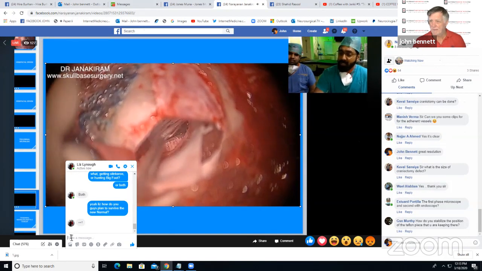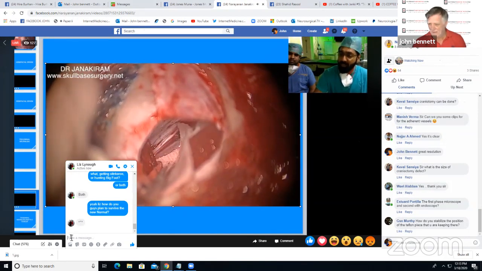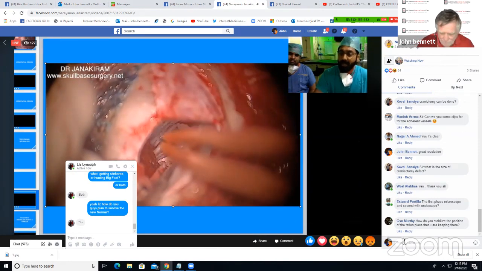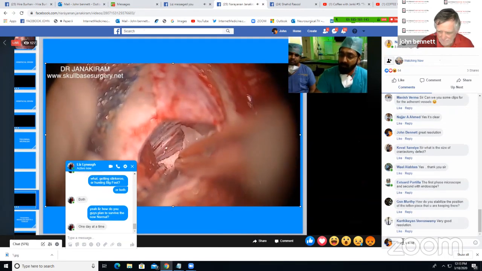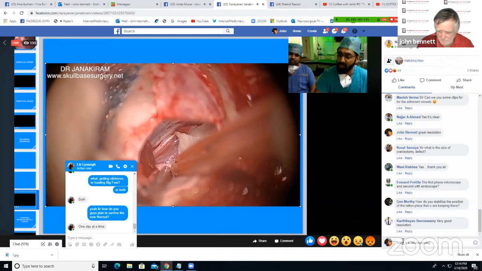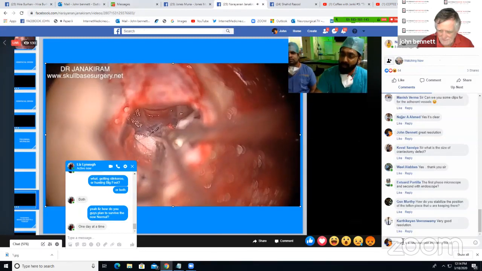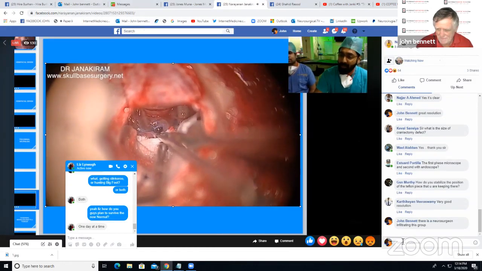Yeah. Now you can see that a microscope is being used. The first phase is the microscope. The second phase is the endoscope. You can see here that this is actually the trigeminal nerve, trigeminal neuralgia. You can see the first step is to go antero-inferior. You see those basal cisterns. I'm opening up the basal cisterns.